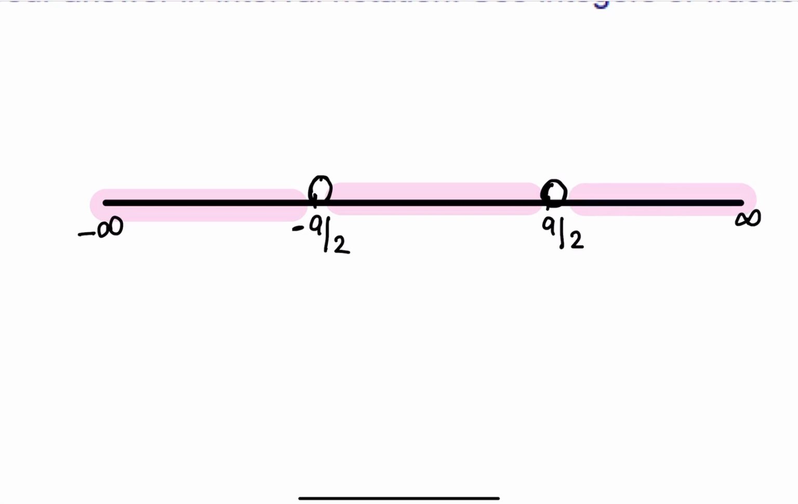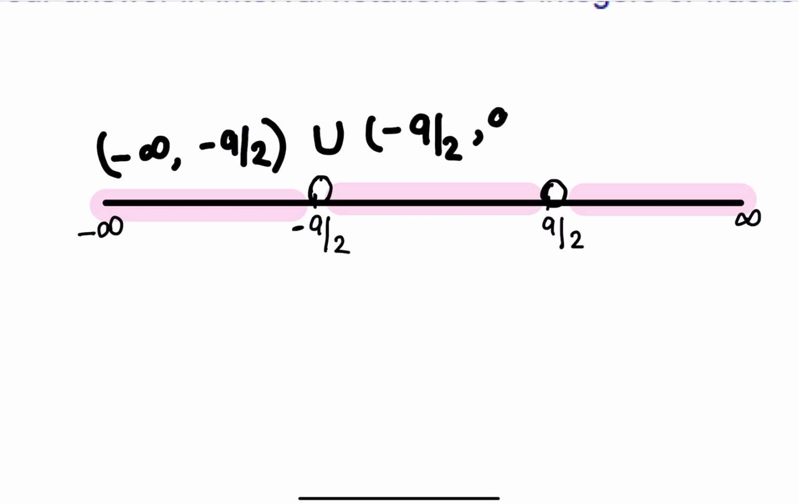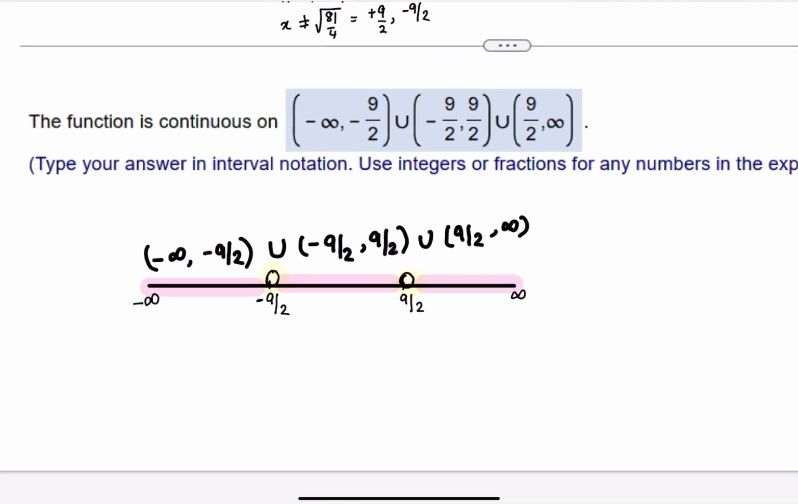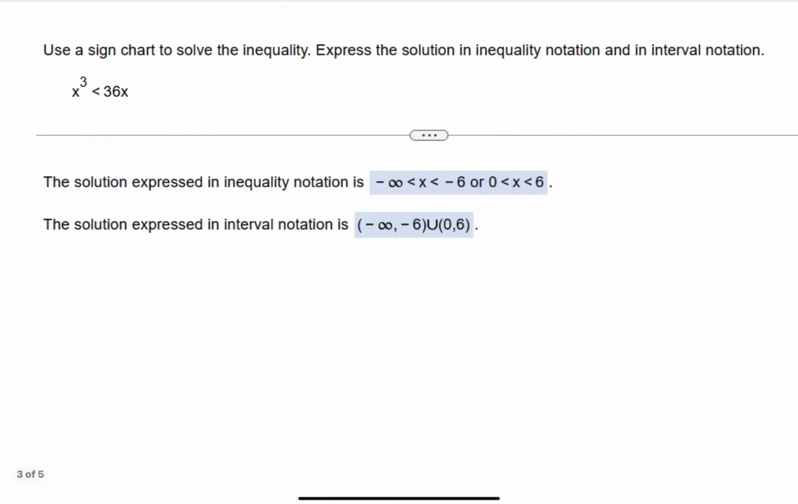Very simple. Negative infinity to negative 9 over 2, parentheses, or negative 9 over 2 to positive 9 over 2, or 9 over 2 to infinity. If you look closely here, I'm simply skipping positive 9 over 2 and negative 9 over 2. And that's exactly what you have. All right, let's take a look at the next one.